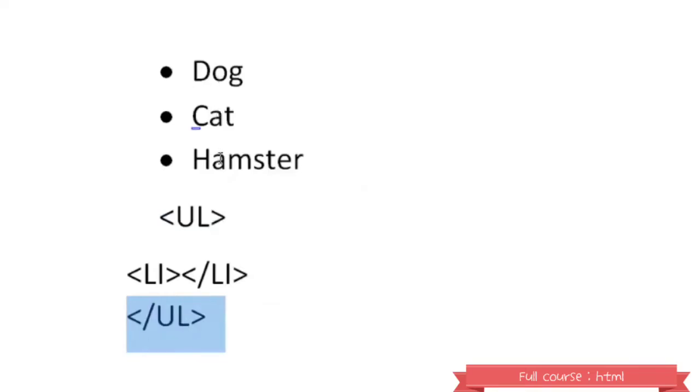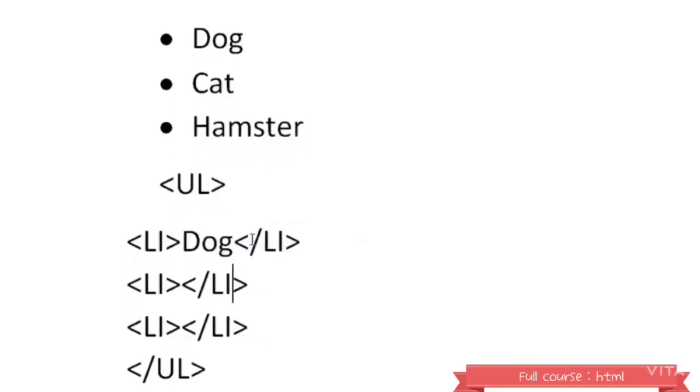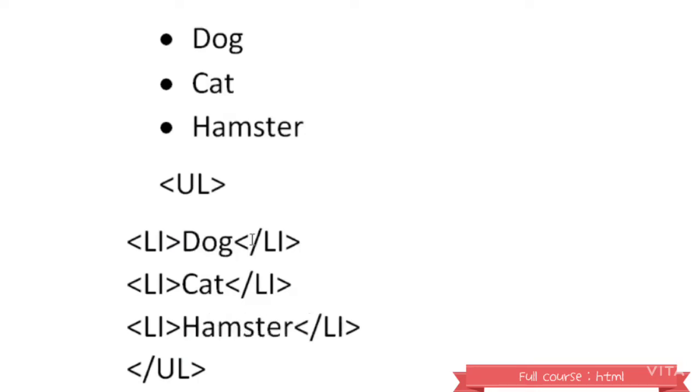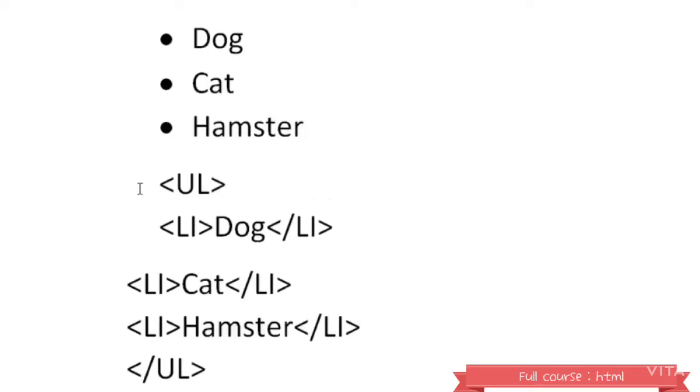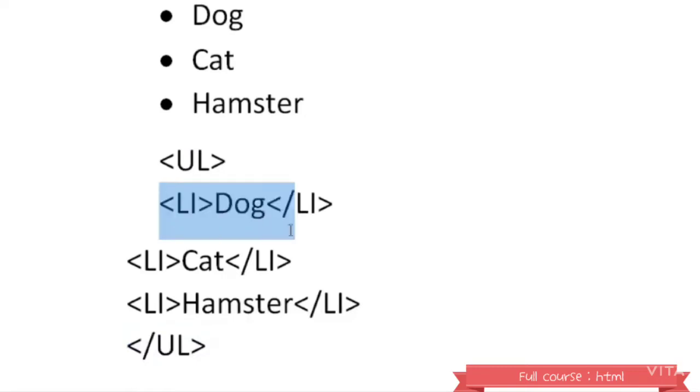Now, each one of these items is going to be this, right? So this is going to be dog, cat, and hamster. Pretty simple, right? So after you understand that concept, that you have the open tag here, the close tag here, and then the items that are surrounded by the li tag. So li dog /li, li cat, close the tag, li hamster, and then close that tag.